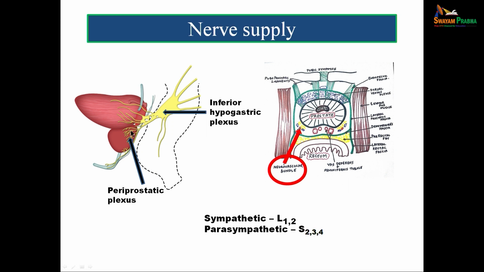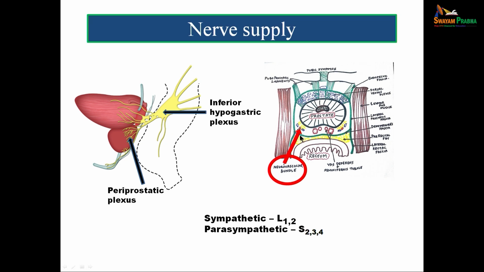From this, the maximum number of fibers will be supplying the preprostatic urethral sphincter. You also find the neurovascular bundle closely associated with the posterolateral aspect of the prostate. This lies within the fascia of this region.